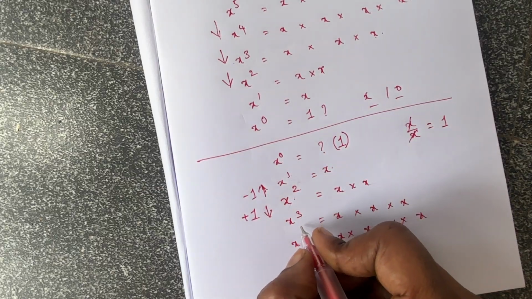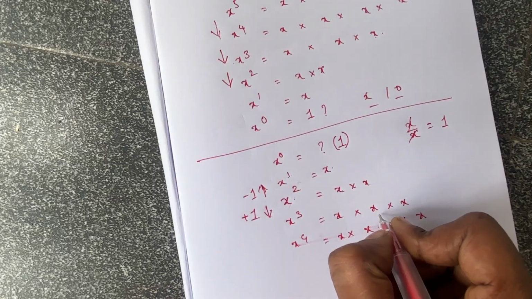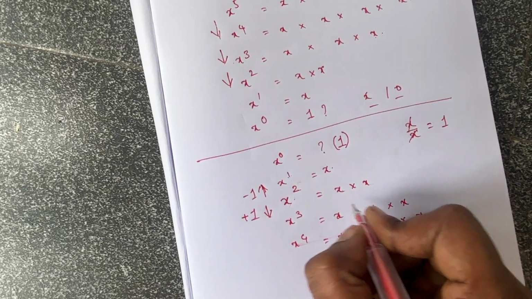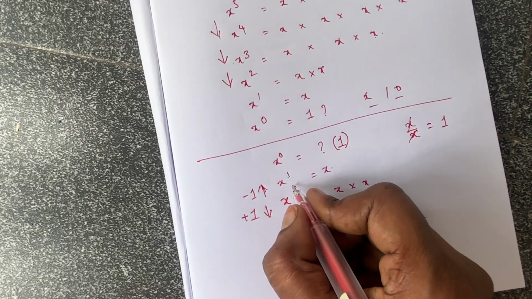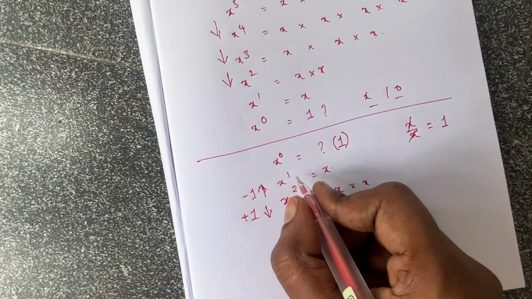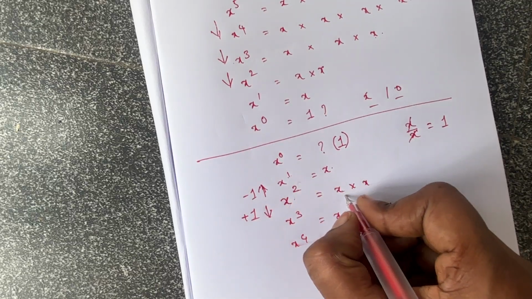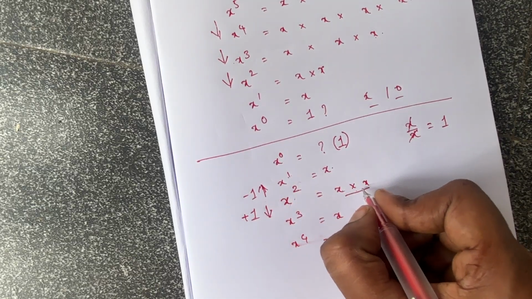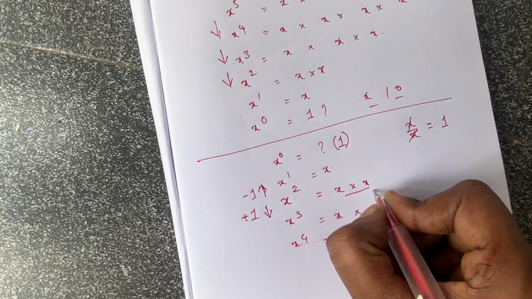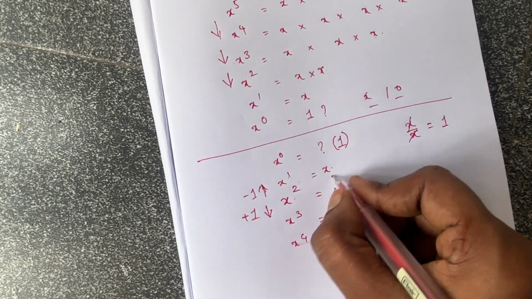Increasing the exponent from its previous value will multiply the base to the previous answer. Decreasing the exponent from the previous value is actually dividing the previous answer by the base. My previous answer is x into x and I am dividing by the base. X into x by x is x.